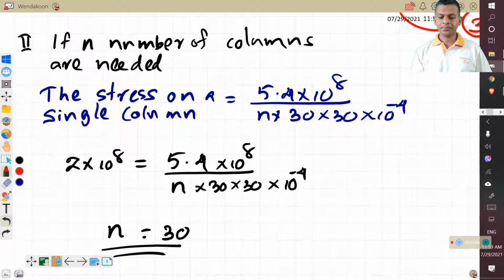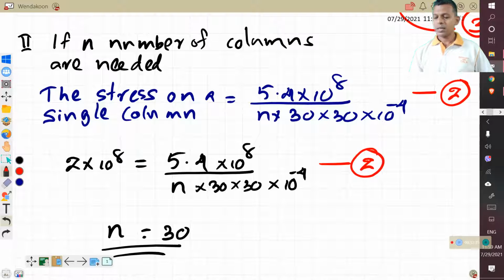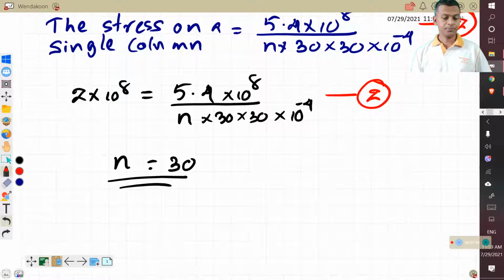Then marks. You have 2 marks for the correct identification of the stress as the force divided by the area of the entire columns, and 2 marks for equating this stress to the 2 into 10 to the power 8. 2 marks for the final answer.